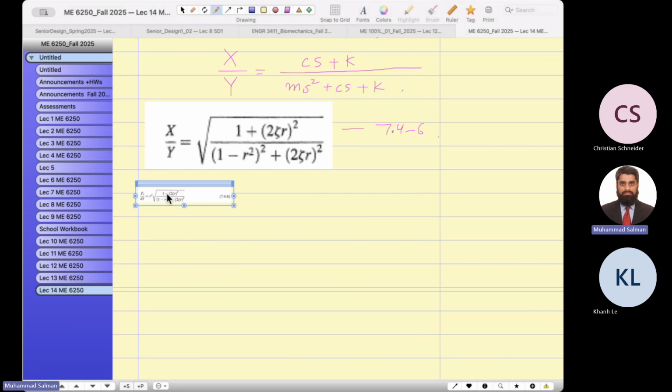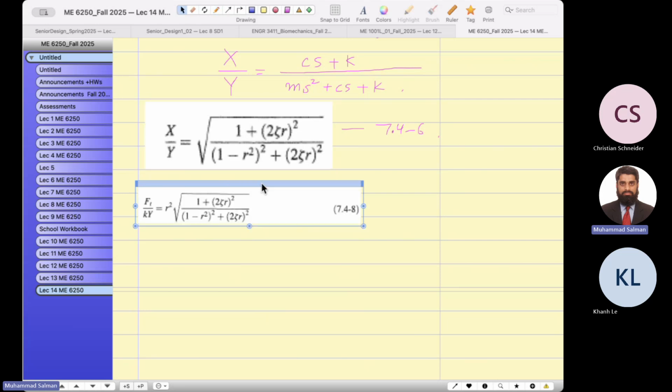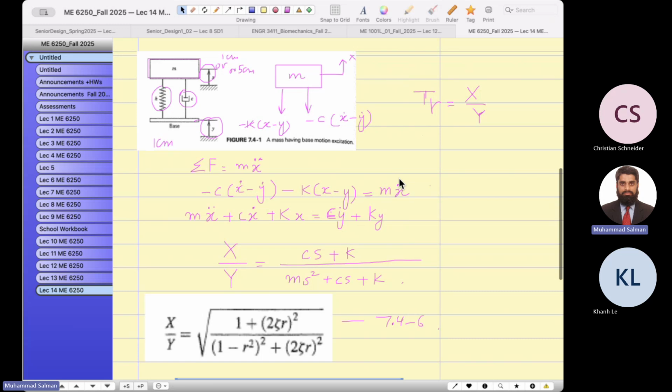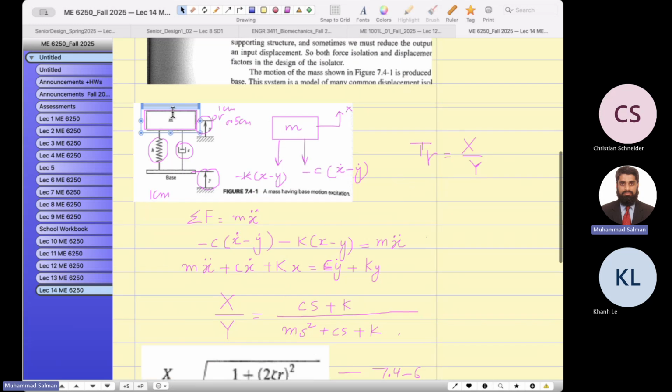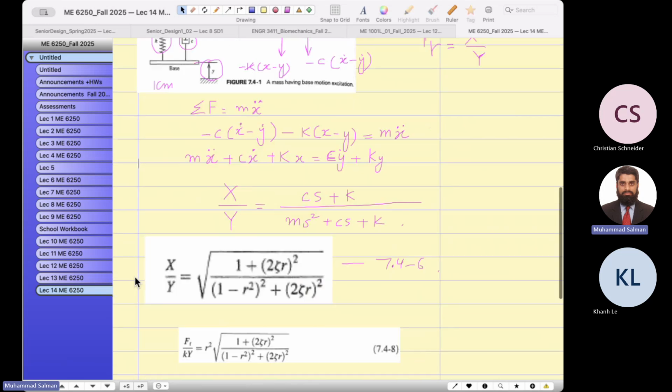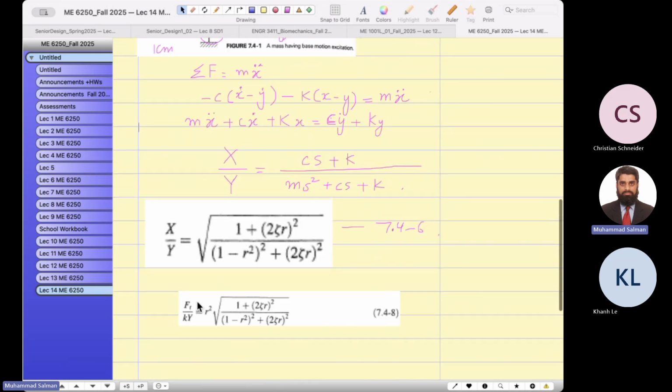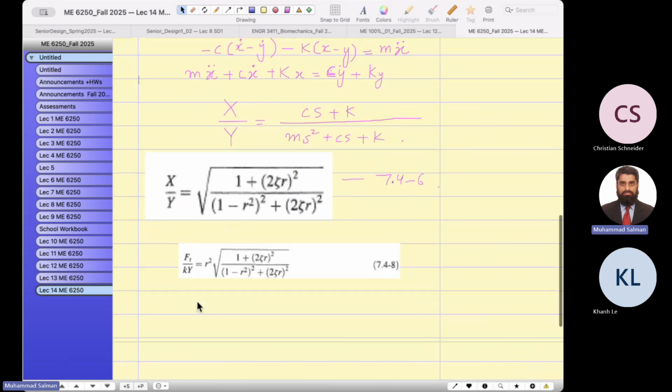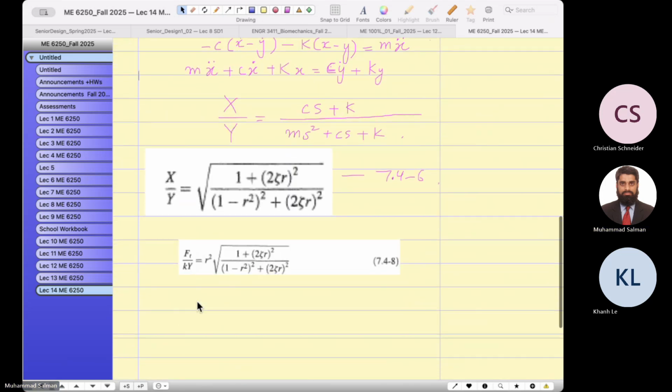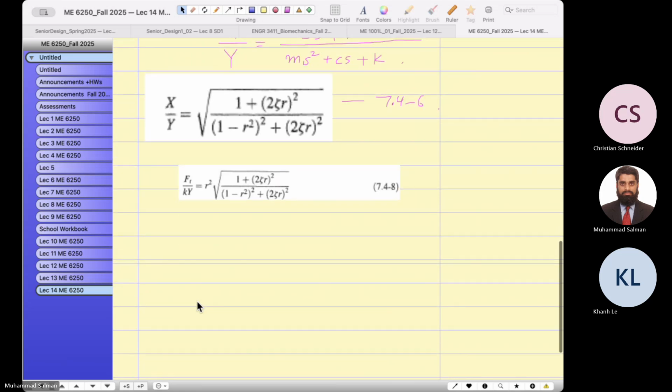Another transfer function, you can write down the force transmissibility. Suppose this mass is like a laundry machine, and it is rotating, and the base starts experiencing a force from the transmitter. So F_T over k. So this is the transmissibility. Now let's do this problem.